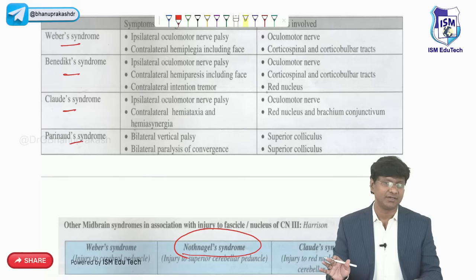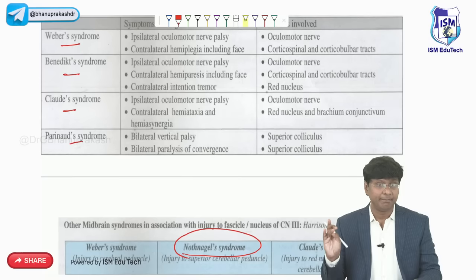They will definitely ask you which among the following is not a midbrain stroke syndrome. So, you need to remember the names. Weber's, Benedict's, Claude's, Parinaud's, Nothnagel's. They are all midbrain stroke syndromes.